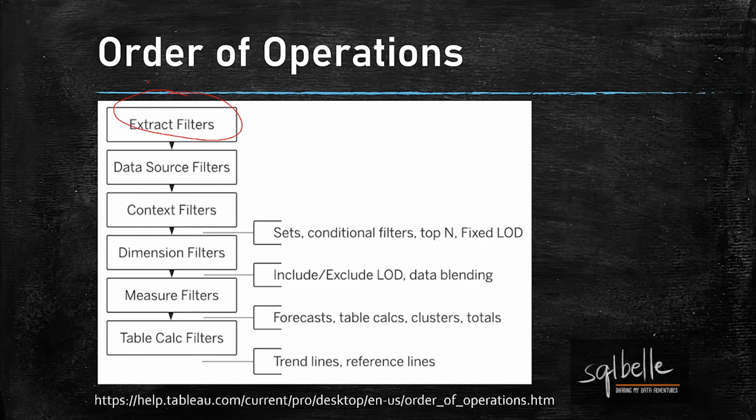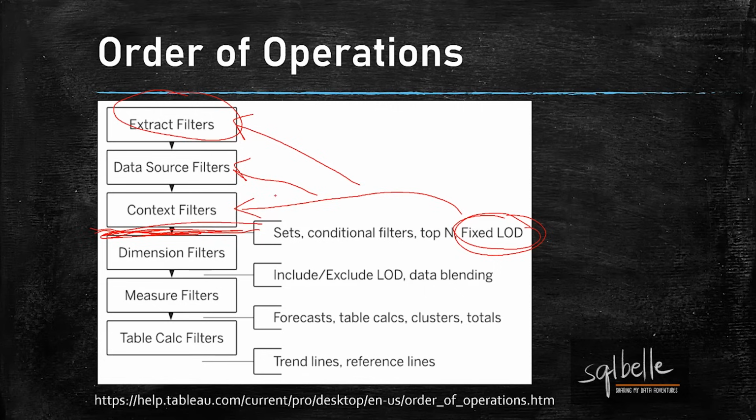In terms of level of detail expressions, the fixed level of detail expression is actually right here. What this tells us is that it's above the dimension filter, but below context filters, and also below the data source and the extract filters. So this means fixed level of detail expressions see and respect context filters, data source filters, and extract filters. But since they're above the dimension filter, they don't see that operation at all. And this explains why when we added our dimension filter on category, the 2.297 million did not change.